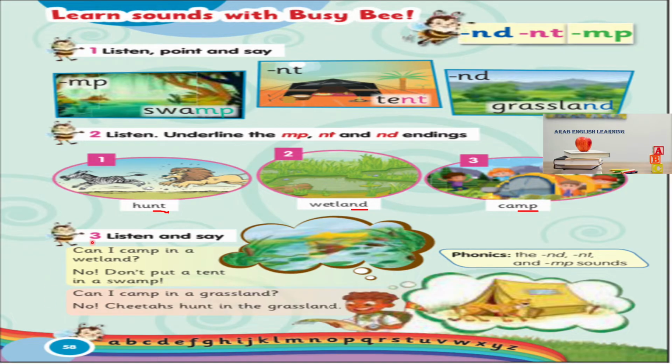Exercise 3. Listen and say. Can I camp in a wetland? No, don't put a tent in a swamp. Can I camp in a grassland? No, cheetahs hunt in the grassland.